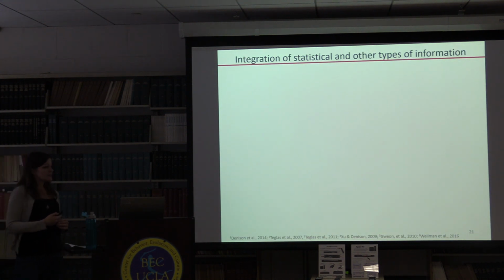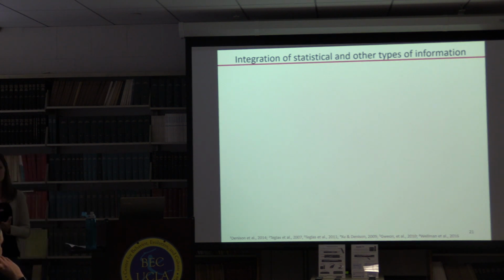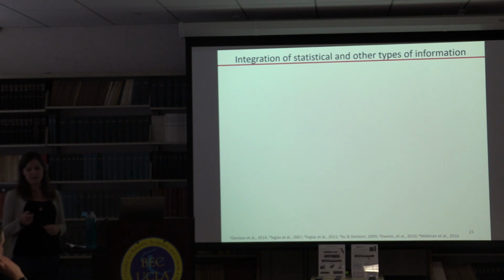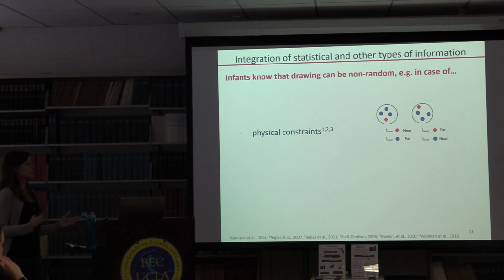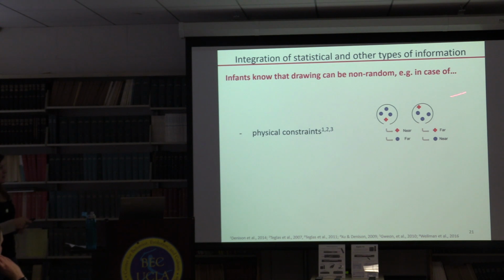So one important characteristic of human intuitive statistics is that this capacity is not cognitively isolated. Instead, humans are able to integrate various types of information, for example, to judge whether a sampling event is random or not. And this is already the case in pre-verbal infants. So infants know, for example, that physical constraints can influence sampling events when one type of object can physically not be drawn in the same way as the other, for example, because it is too far away from the opening of the container.